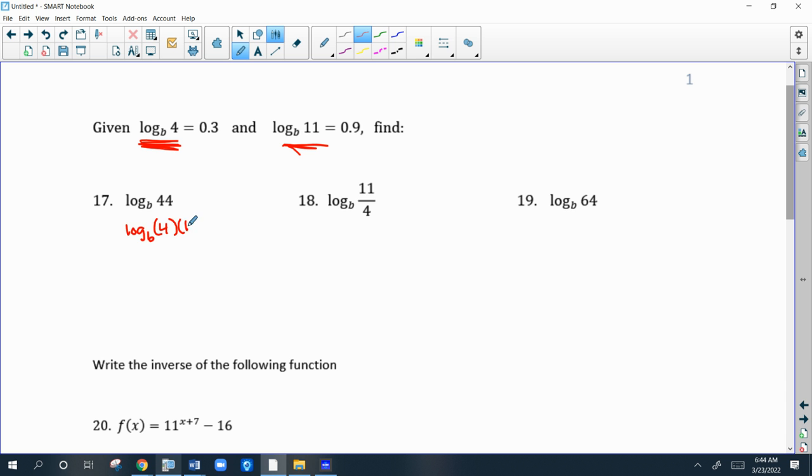Don't do anything yet, though, because you still have to expand these if you're going to be able to use these. So the log of a product is the sum of the logs. So we're just expanding log base b of 4 plus log base b of 11. Now you can use these because we know that the log base b of 4 is 0.3, and we know that the log base b of 11 is 0.9. So you just have to add these together, 1.2.